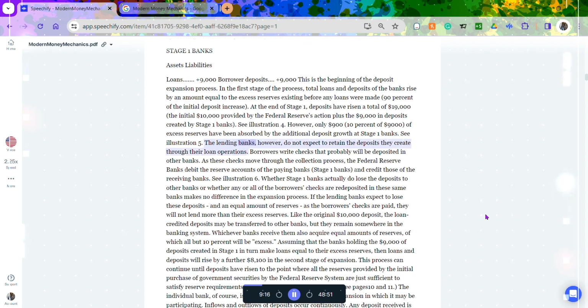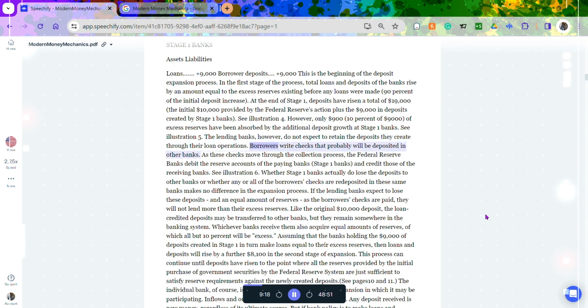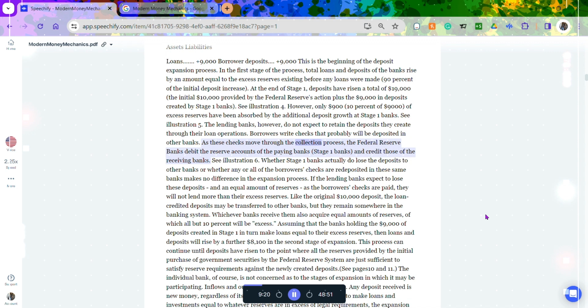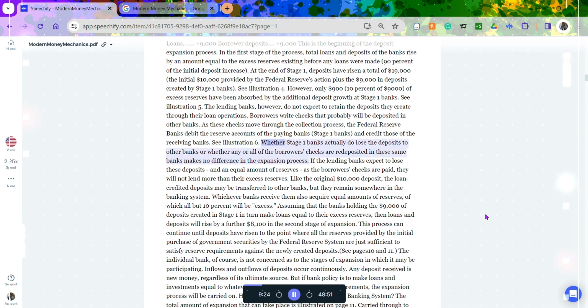The lending banks, however, do not expect to retain the deposits they create through their loan operations. Borrowers write checks that probably will be deposited in other banks. As these checks move through the collection process, the Federal Reserve banks debit the reserve accounts of the paying banks, Stage 1 banks, and credit those of the receiving banks. See illustration 6. Whether Stage 1 banks actually do lose the deposits to other banks or whether any or all of the borrower's checks are redeposited in these same banks makes no difference in the expansion process.